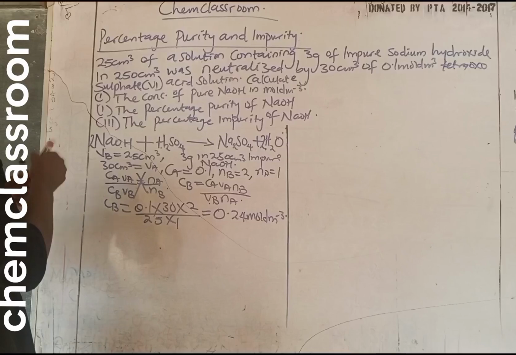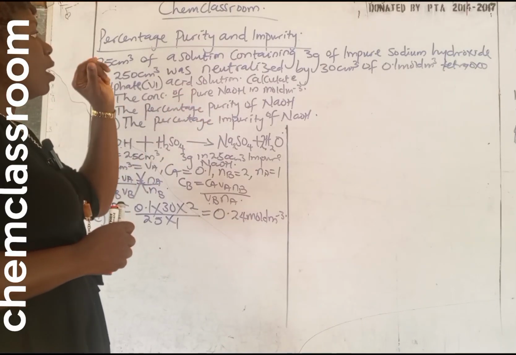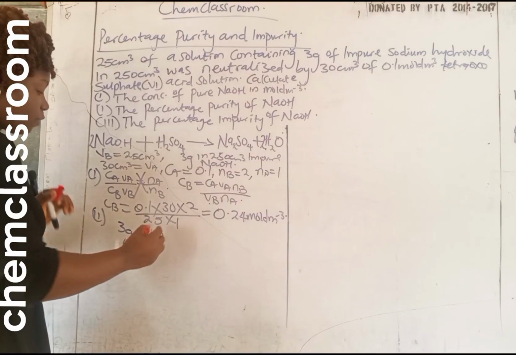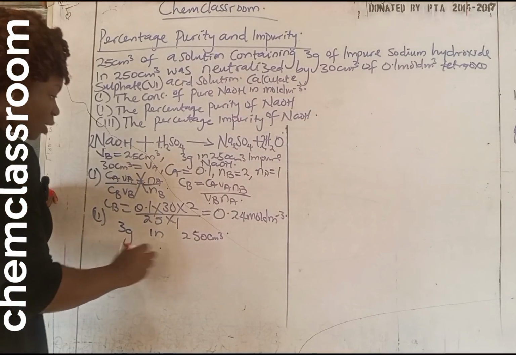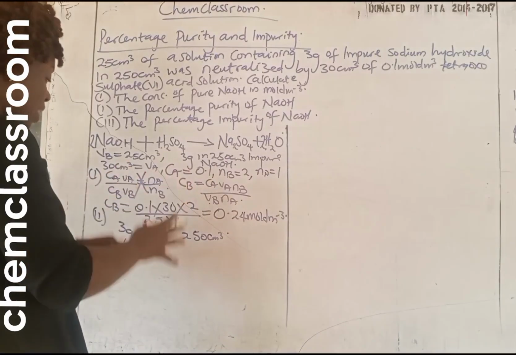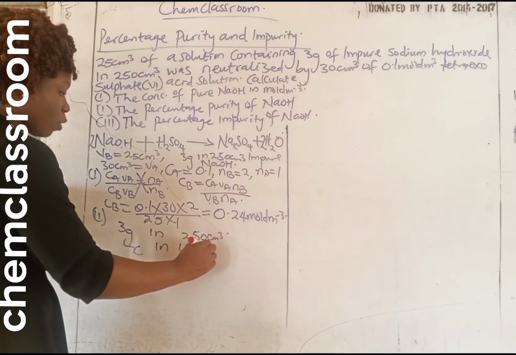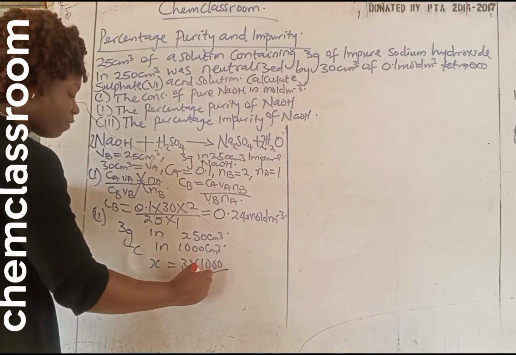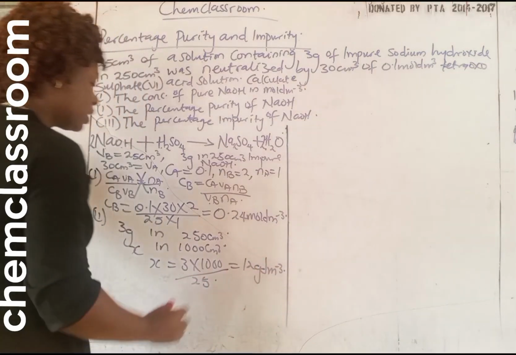Now going to the second question, we have solved for the first one. The question told us that we have 3 grams of the impure NaOH in 250 cm cube. So I'm going to do a conversion here. I will say X because I need to convert it to grams per dm cube, and whatever I'm doing here is for the concentration in grams per dm cube of the impure. So I'm going to have 3 grams in 250 cm cube, and X in 1000 cm cube because I need to do my conversion. So X equals 3 times 1000 divided by 250. So here I'm expected to have 12 grams per dm cube. So this is the impure.